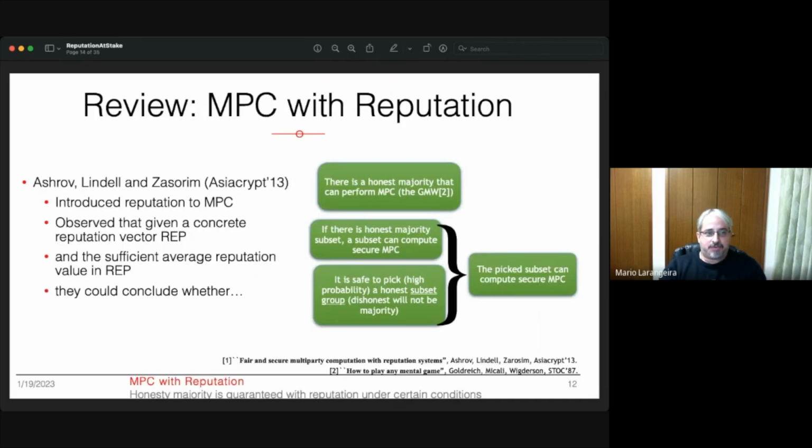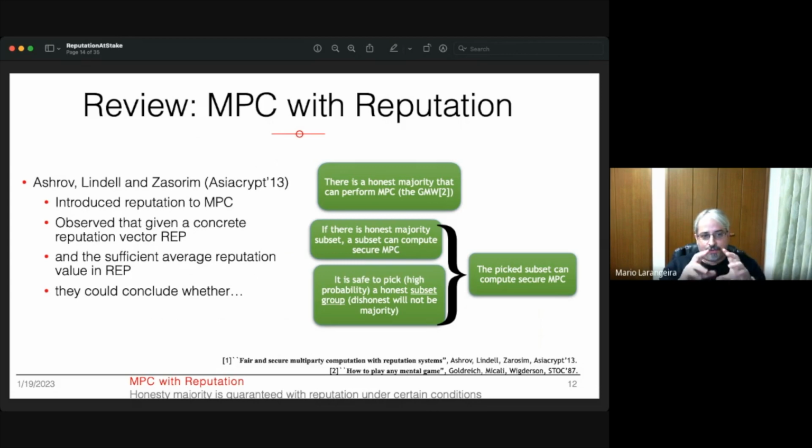One is the MPC with reputation. For those who are thirsty for more theoretical work, here are the two references. This work from Asharov, Lindell, and Zarosim is the one I mentioned, where they do MPC, multi-party computation, considering that the participants have a reputation score. What's a reputation score? Each participant has a value associated with them from 0 to 1, which tells you the probability that this participant will behave dishonestly in some computation. So if you have 10 participants, you have this vector of 10 values.